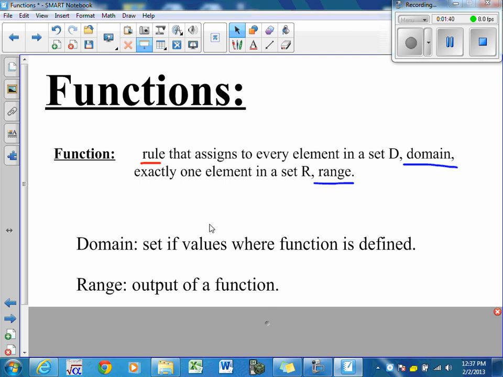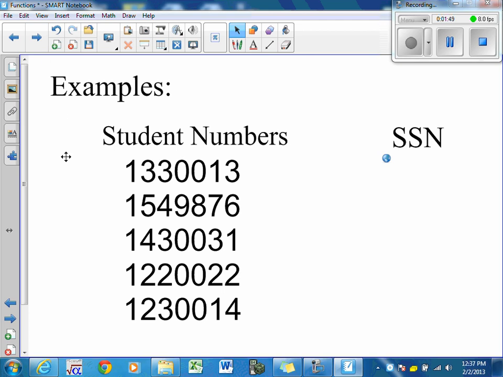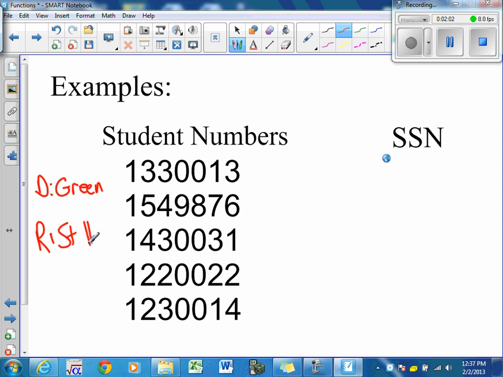Now we're used to some math examples and you've seen it before, but let's look at some non-math examples that deal with functions. The first is your student number. This is a function. Your domain here would be students in Green Local. Your range would be your student number.